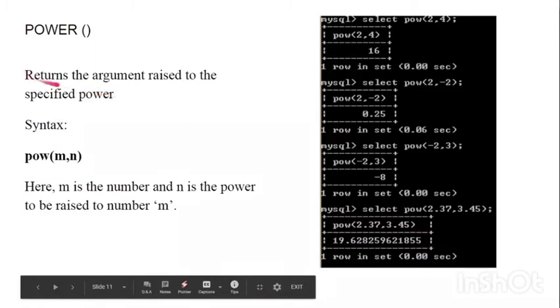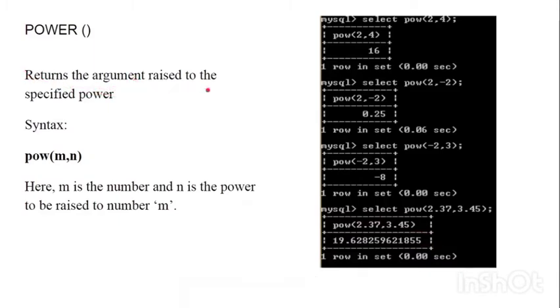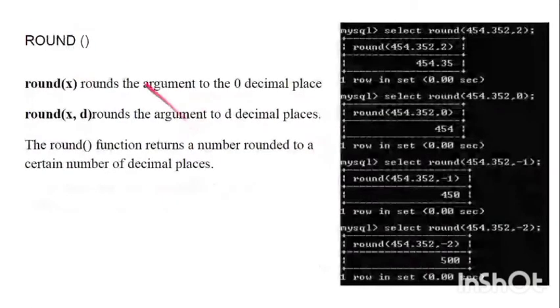That is, the power function returns the argument raised to the specified power. The syntax is power of m comma n. It is always given in the select statement. Next is the round function. The round function rounds the argument to 0 decimal places. Round of x rounds the argument x to 0 decimal places.